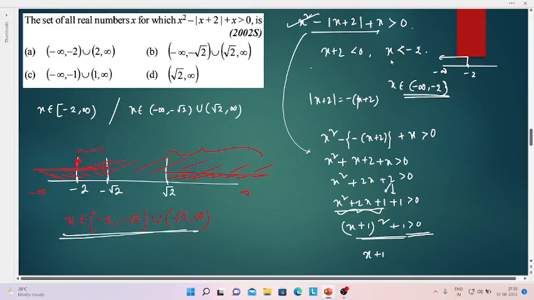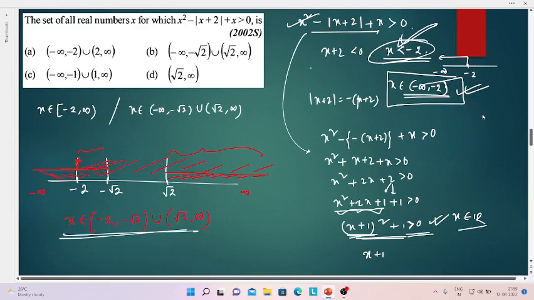For any value of x less than minus 2, if we put it here, that part will always be positive or equal to 0. Equal to 0 will not happen because minus 1 is not there. So that part will always be positive, and that condition is satisfied for all real x. And here we have the condition x is less than minus 2. That means x belongs to minus infinity to minus 2. So this is the actual solution of that particular question, right?